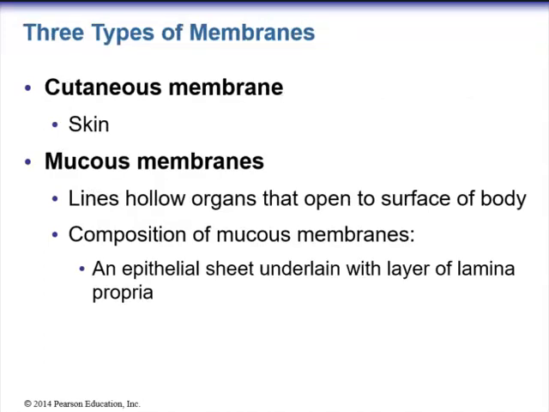So we have 3 types of membranes. We have the cutaneous membrane, which is our skin, and then we have mucous membranes that line the hollow organs that open to the surface of the body. Mucous membranes are made up of an epithelial sheet that overlies a layer of lamina propria. And we know that connective tissue makes up the lamina propria.